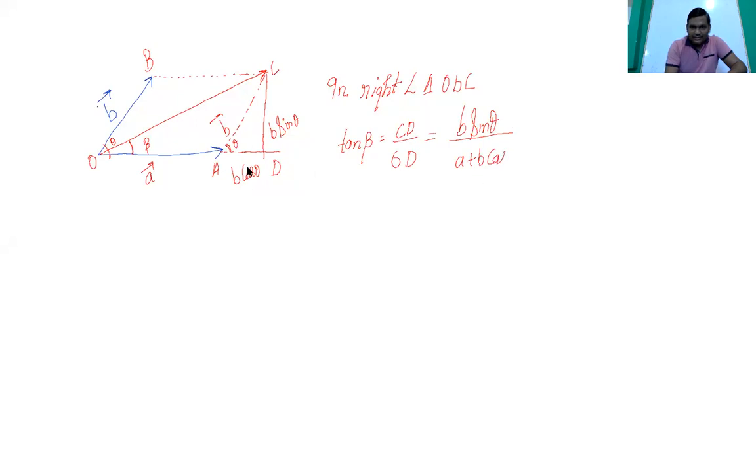CD upon OD, this is OD, and this will be your A plus B cos theta. Yes, this is the resultant one.